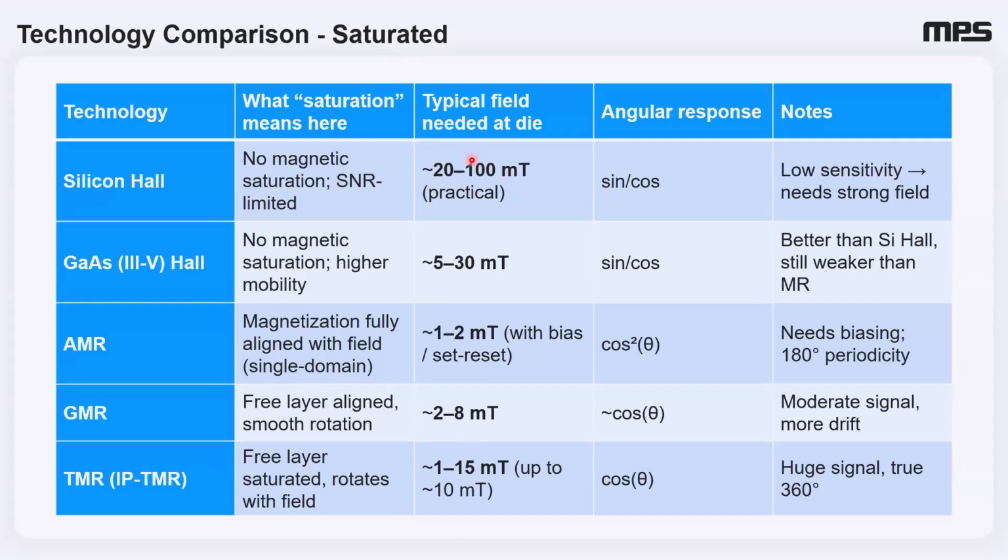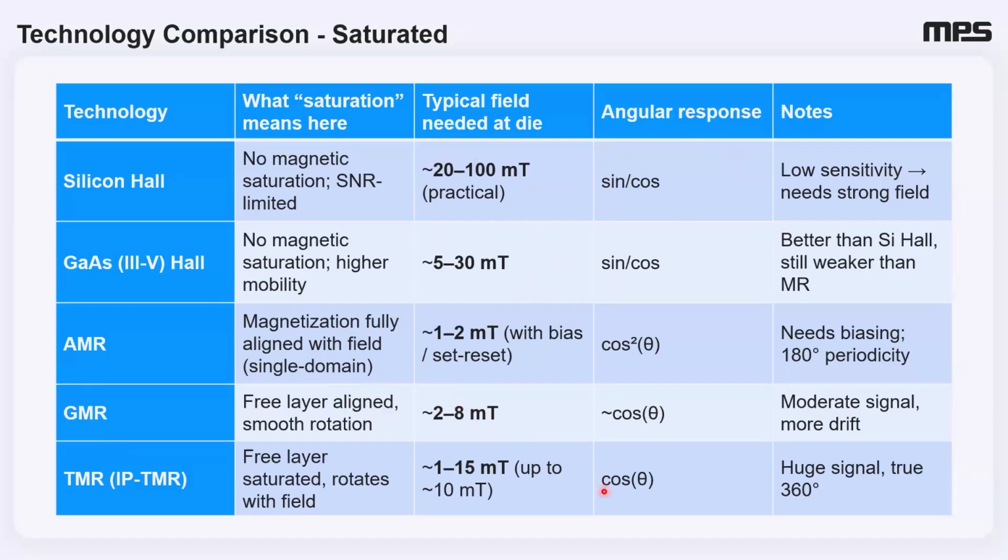Silicon Hall, usually 20 to 100 millitesla. Gallium arsenide, about 4 times less, 5 to 30. AMR, 1 to 2 millitesla. GMR, 2 to 8. And these are numbers that are typical, but you've got multiple companies that make these technologies, and they all have their own special secret sauce, and a lot of this depends on those layers and what they actually do and what their sauce contains. So take these with a grain of salt for sure.